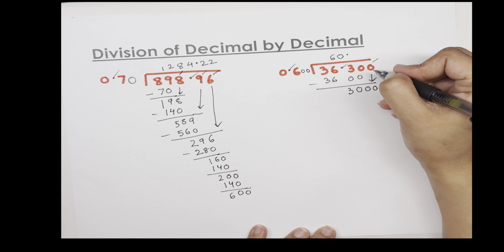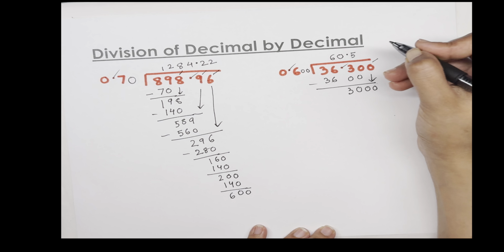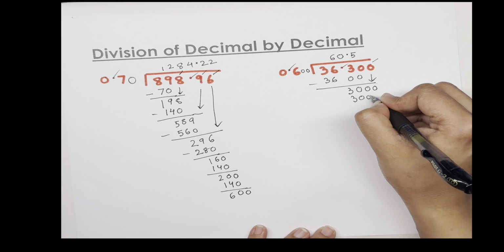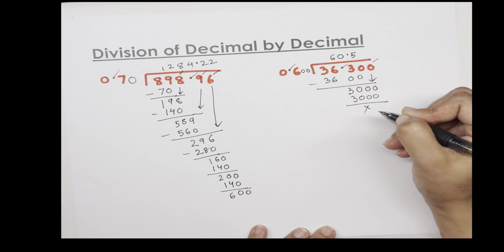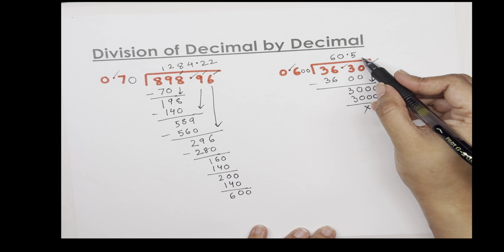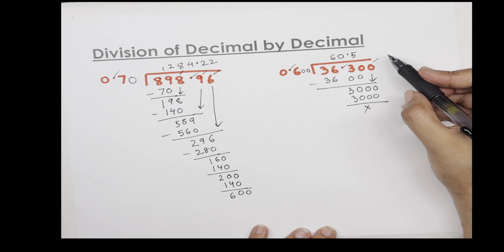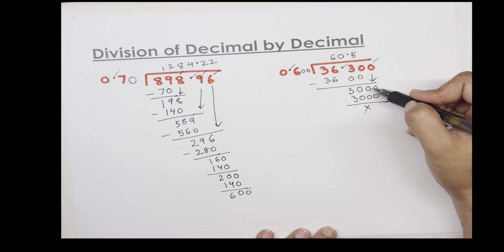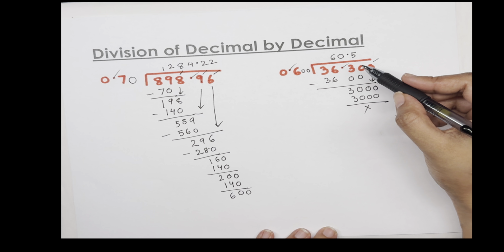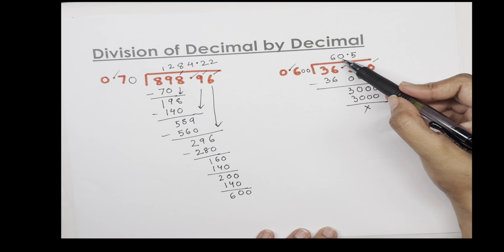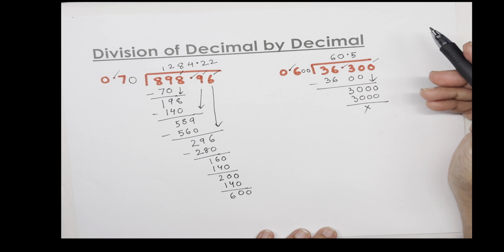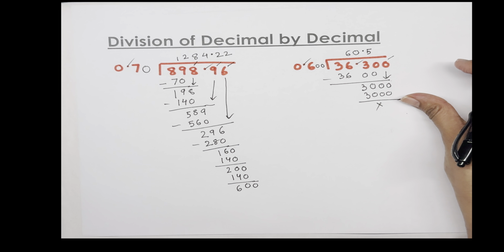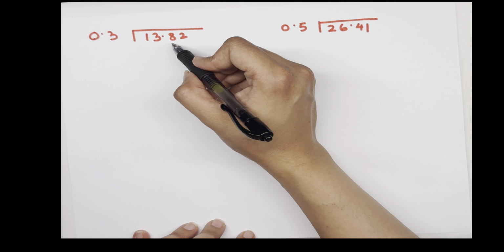Now see, 6 times 5 is 30 and 2 0s will be added. So 60.5 is the answer. Remember, when we put a digit down, the division is supposed to continue, but for any reason, if it does not continue, before putting a decimal, you have to add a 0 in the quotient. So let's do some other examples.